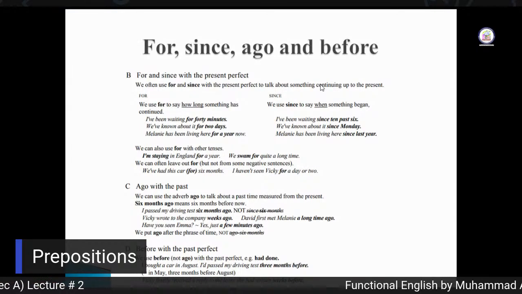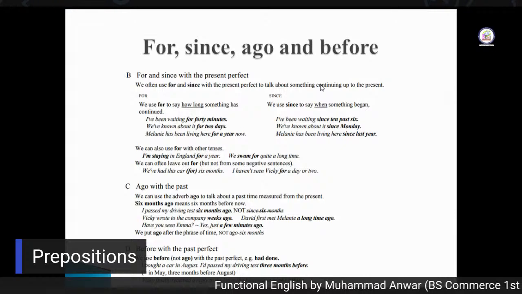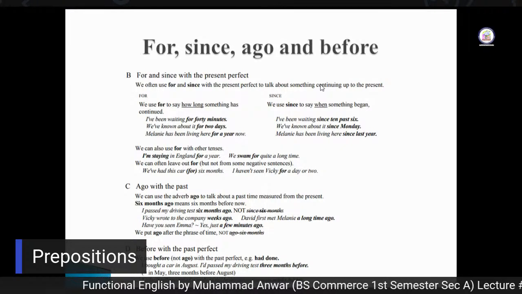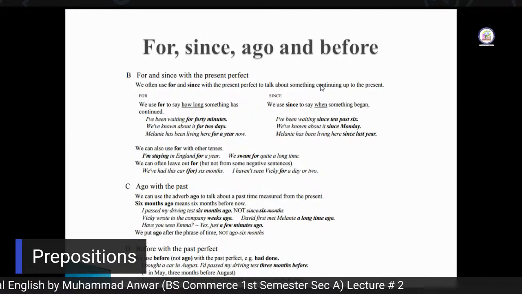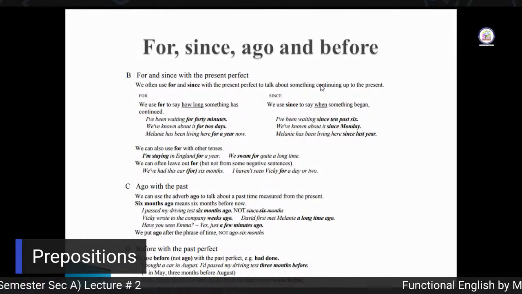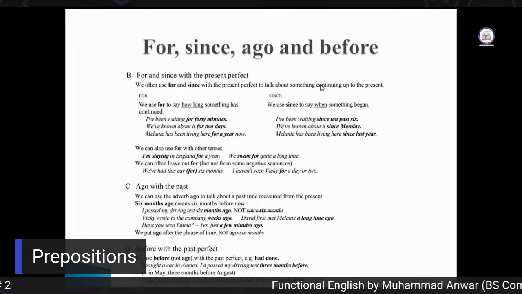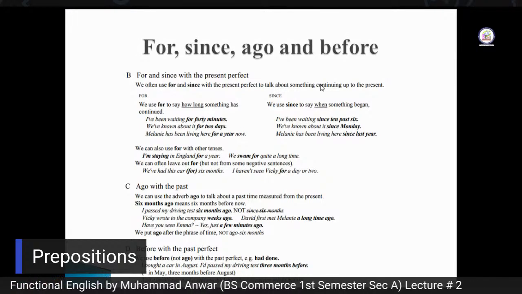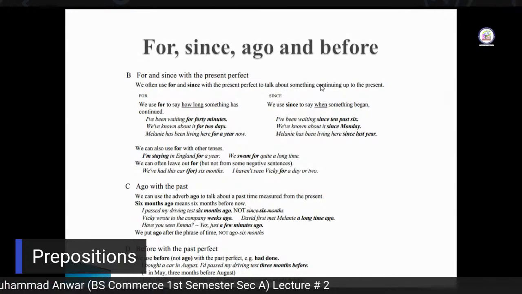We can use the adverb ago to talk about a past time measured from the present. For example, 6 months ago means 6 months before now. I passed my driving test 6 months ago. It means 6 months before now. Vicky wrote to the company weeks ago. David first met Melina a long time ago.